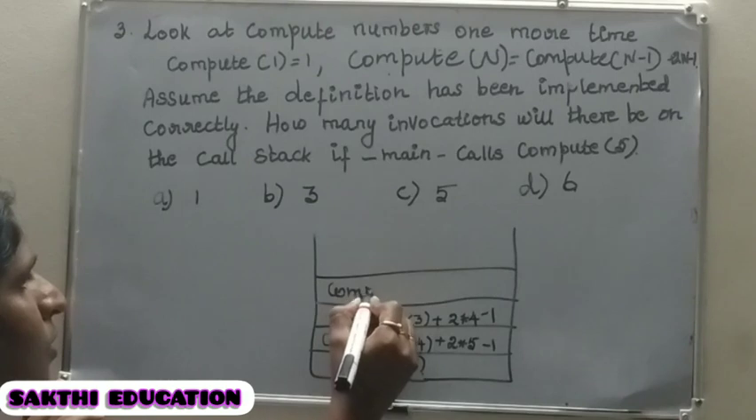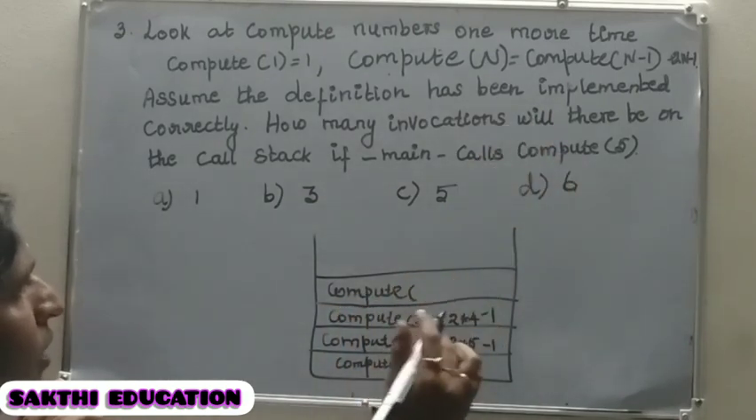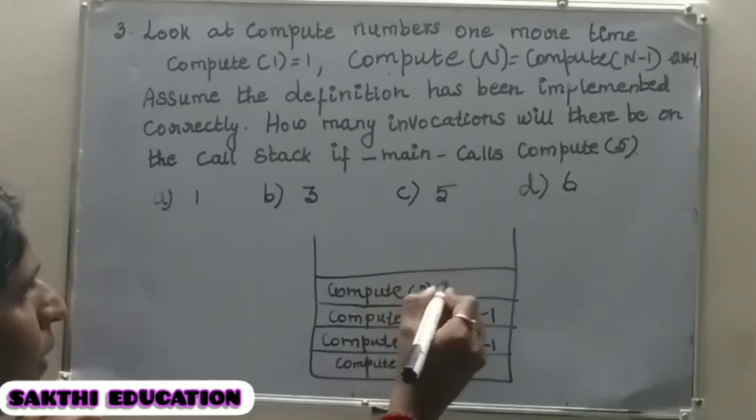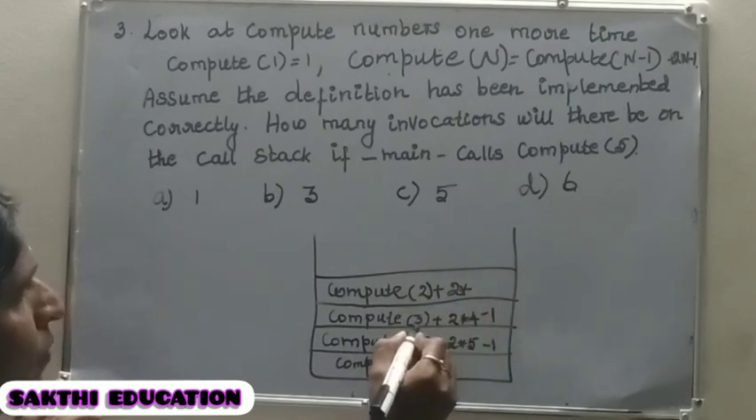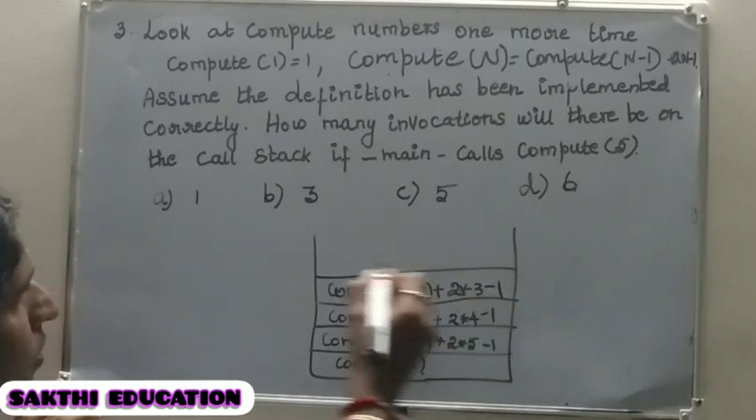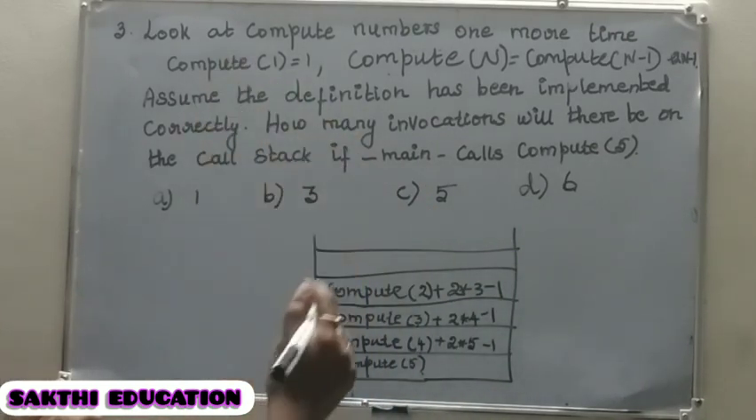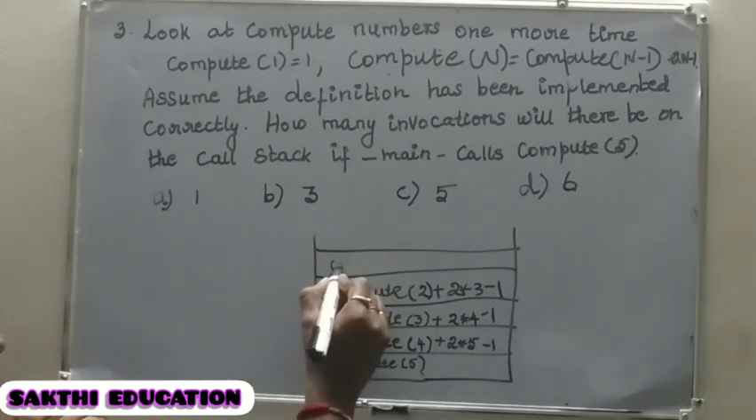Compute of n minus 1. 3 minus 1 is what? 2. Plus 2 into your n value, 3, minus 1. Again we didn't reach the value 1, so you have to proceed. Proceed it again.